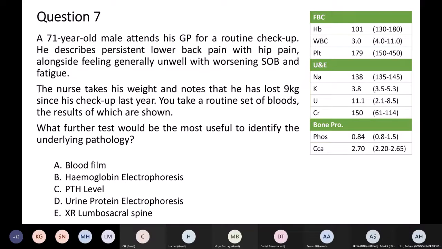Okay, so question 7. A 71-year-old male attends his GP for a routine checkup. He describes persistent lower back pain with hip pain, alongside feeling generally unwell with worsening shortness of breath and fatigue. The nurse takes his weight and notes that he has lost 9 kilograms since his last checkup, which was last year. You take a routine set of bloods, the results of which are shown. What further test would be the most useful to identify the underlying pathology?